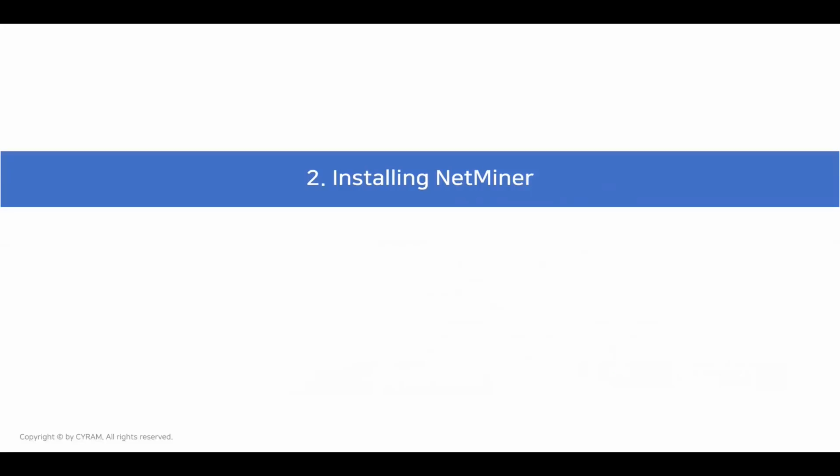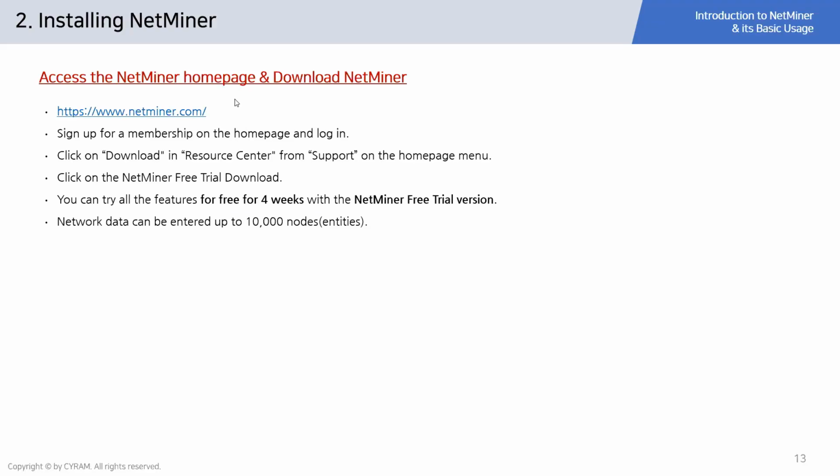Okay, now we will spend time installing NetMiner together. First, you will need to go to the NetMiner homepage and create an account. Then, after you create your own account and login, click on Download from Resource Center in Support. When you click on the Download button next to Free Trial, the download process will begin.